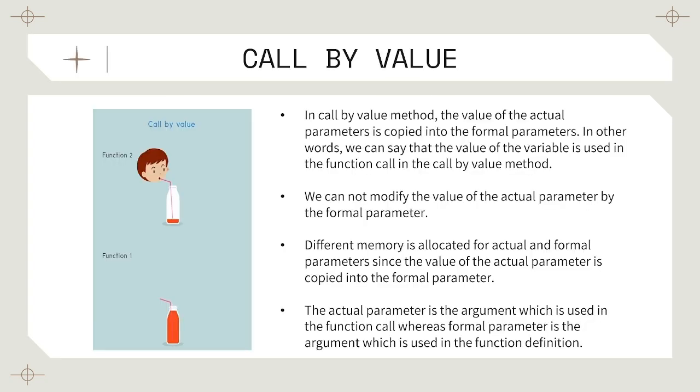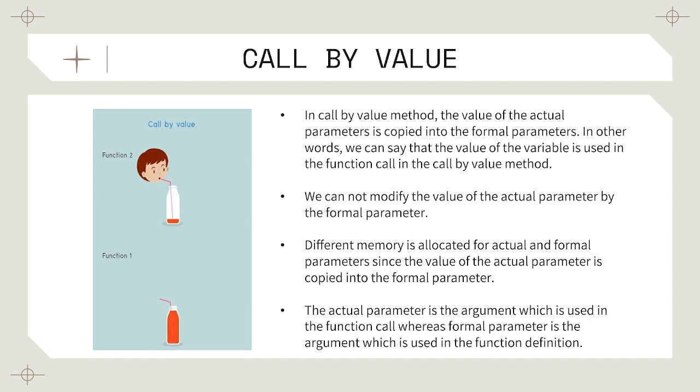So first we see the call by value along with a small example. In the call by value, we take a real life example. See, in this, both the functions have a glass of juice, right? One of the boys is having the juice, so this particular change will not be reflected in the other function.